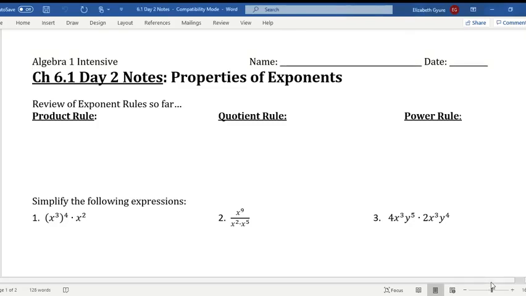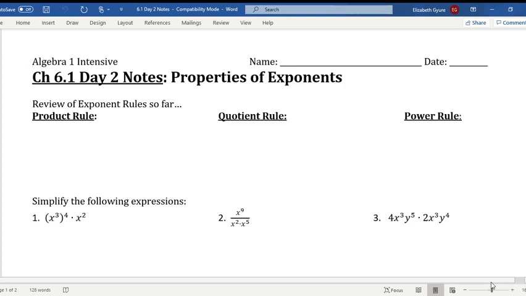6.1, day 2. So we are going to continue looking at properties of exponents. We're going to quickly review the ones we talked about on Tuesday, and then learn just a couple more. And then again, it's just like some practice.